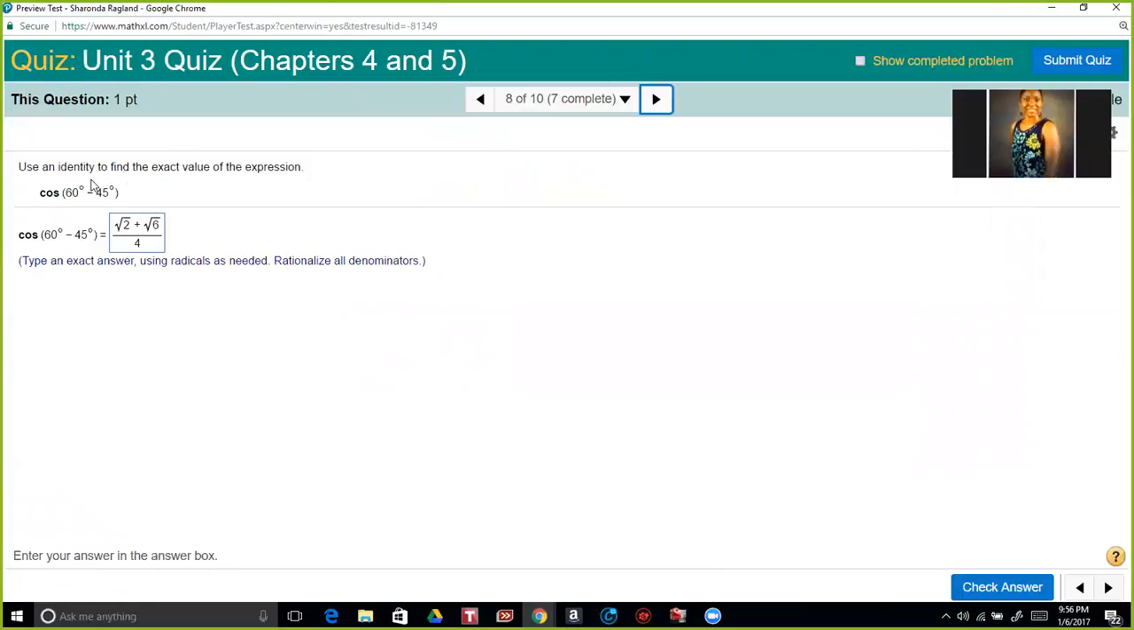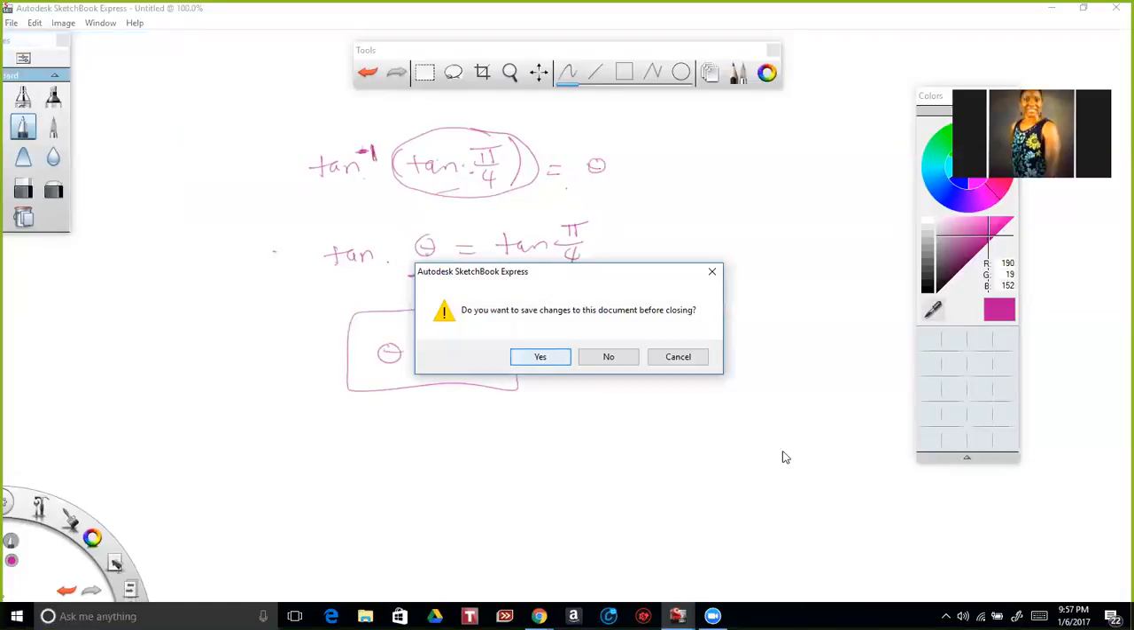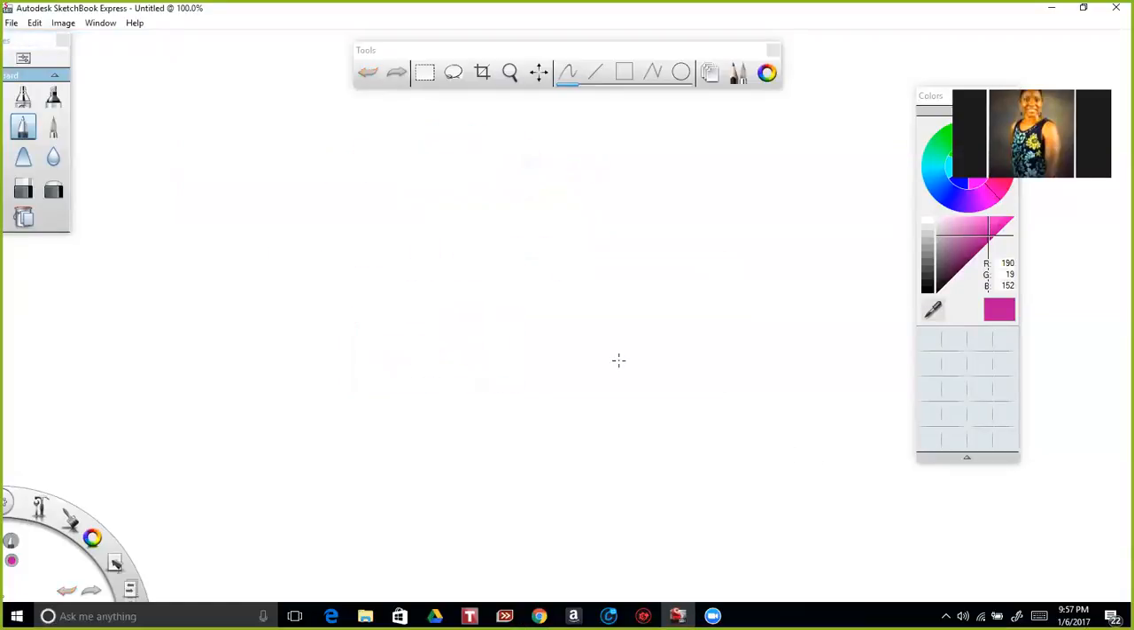All right, here, when you have something like this, we have cosine of 60 degrees minus 45 degrees. So that's dealing with the difference identity. And let's be careful with this one. The difference identity. Okay, so we have to know the difference identity formula, right? And so we're dealing with the difference identity. If you're dealing with the sum, then there's a formula for that too.